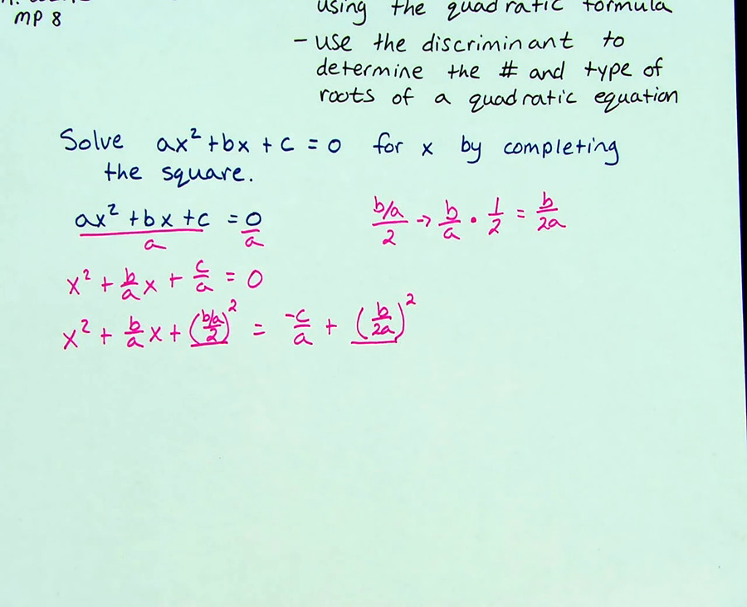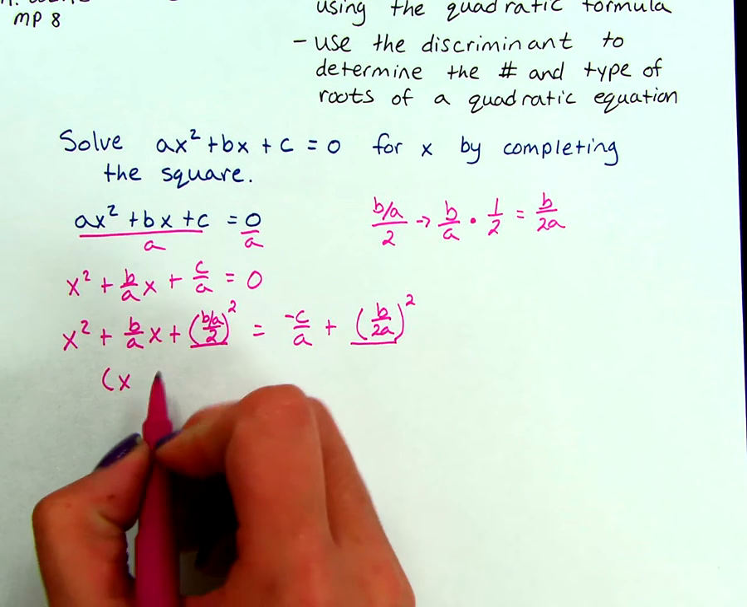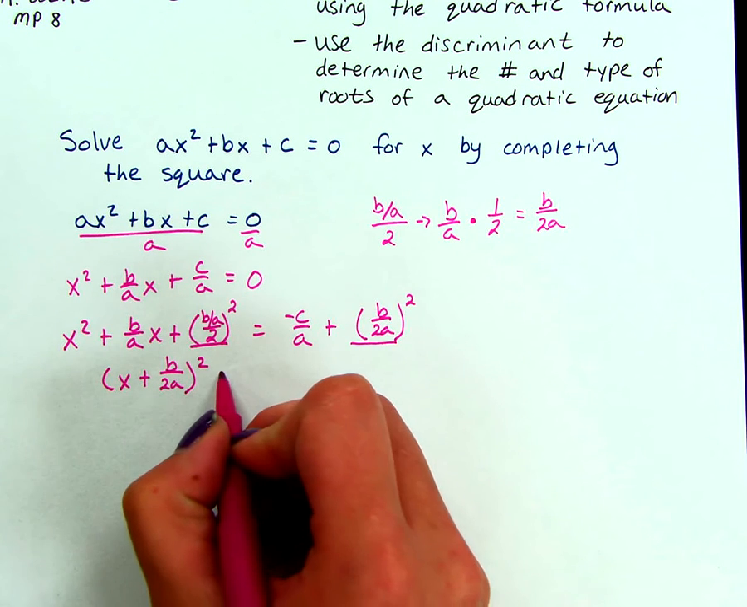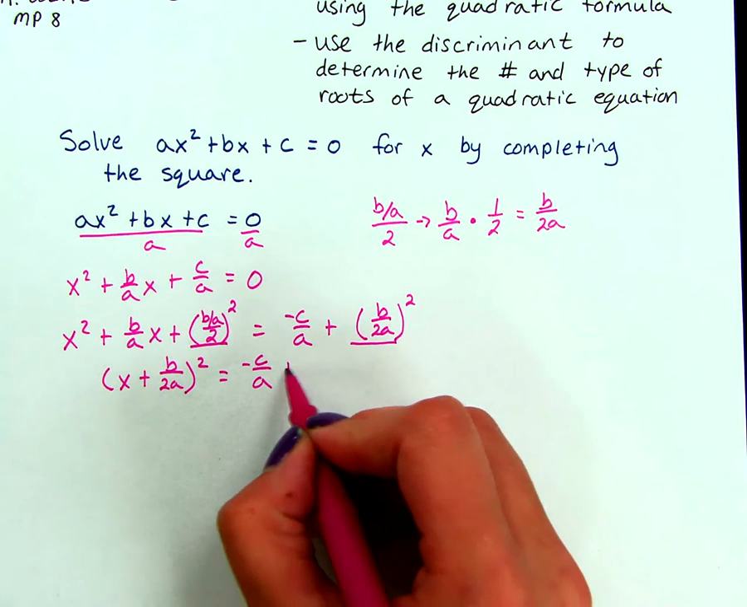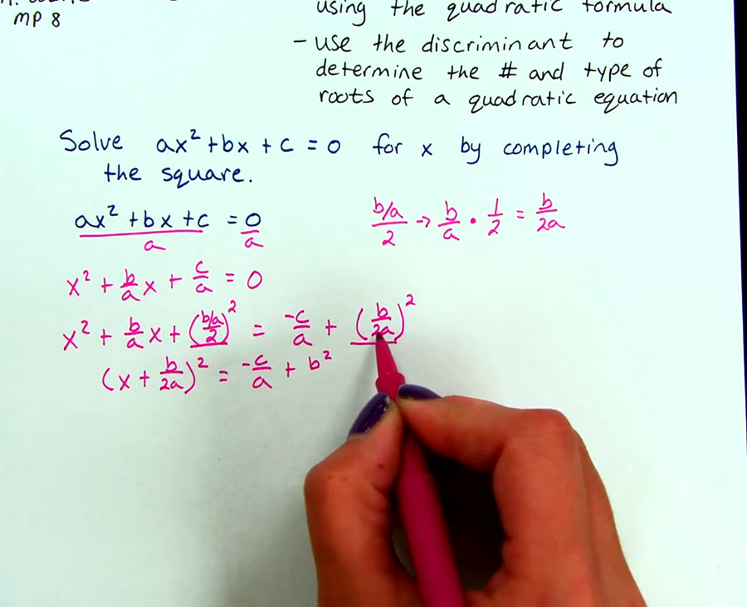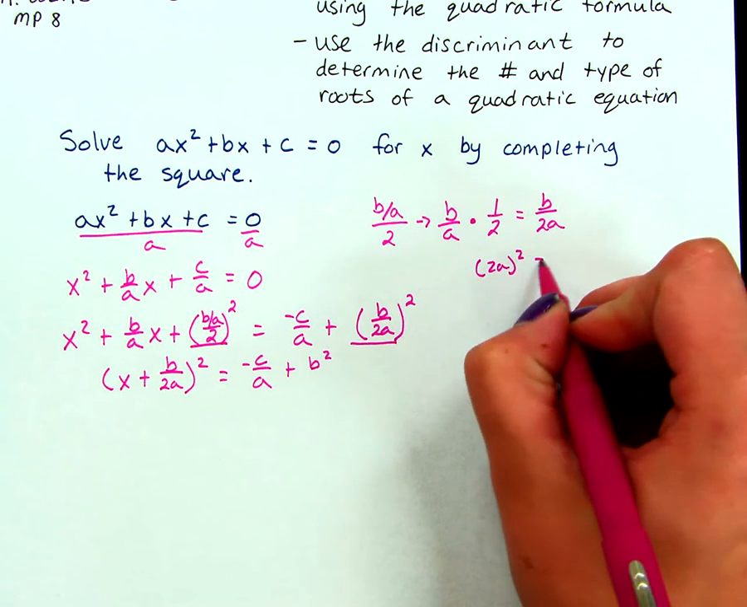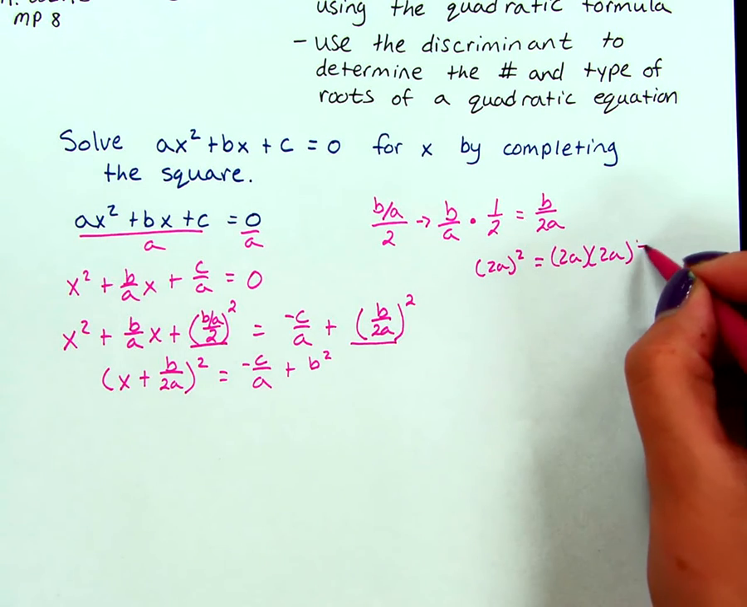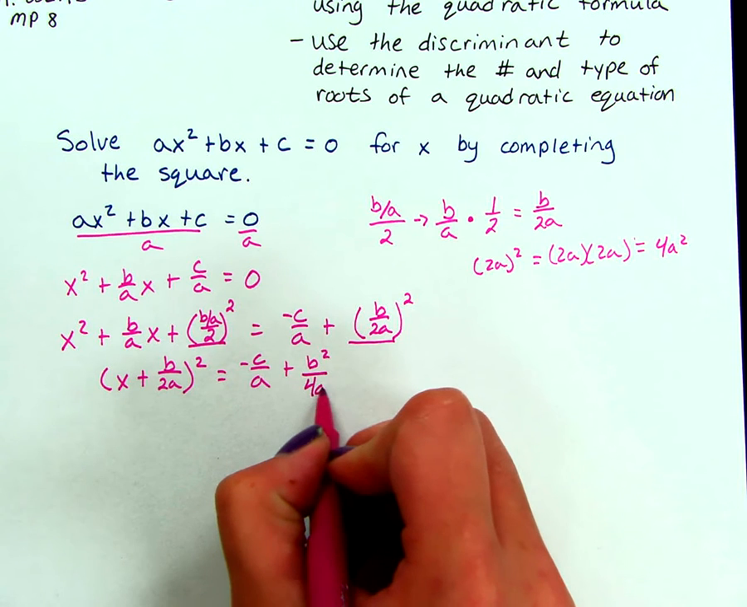All right, so now we're going to factor. So continue simplifying and factor. So again, using our shortcut, we know that this side will factor into x plus b divided by 2 times a, quantity squared, equals negative c over a plus b squared, and then when I take 2a squared, so if I have 2a squared, that really means to take 2a times 2a, so that will be 4a squared, so that's what's going to be in the denominator, so 4a squared.